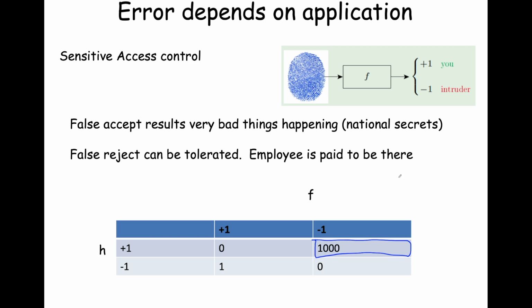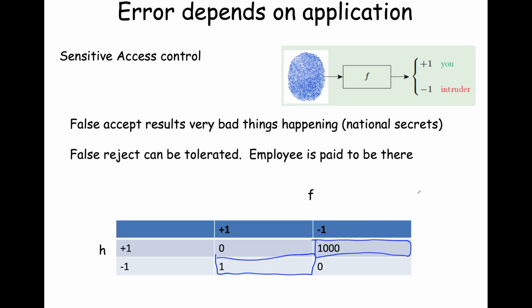In the case of false reject, somebody who really should have access scans his or her finger on the scanner and it says, nope, you're not allowed in. And you say, well, wait a minute, I'm supposed to have access. They scan the finger again and again. Now, in that case, we refer to the lower left-hand corner of our confusion matrix, and a false reject can be tolerated. Well, the employee is still paid to be there anyways. It's not catastrophic. Now, in this case, the converse is true. The false accept results in a very bad thing happening.